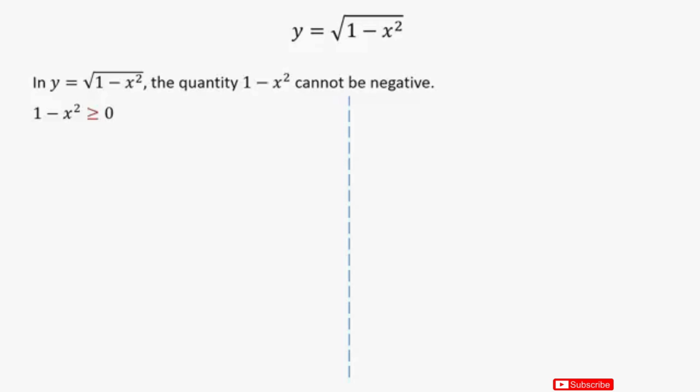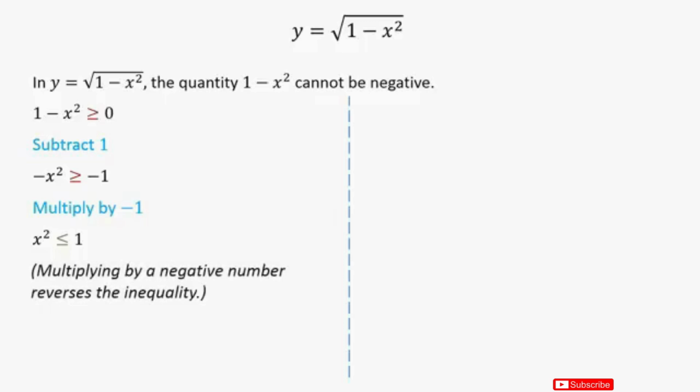For real values of y, the quantity 1 minus x squared cannot be negative, that is, 1 minus x squared should be greater than or equal to 0. Subtracting 1 from both sides of this inequality, we get negative x squared is greater than or equal to -1. Multiplying this inequality by -1, we get x squared is less than or equal to 1. Note that multiplying by a negative number reverses the inequality.